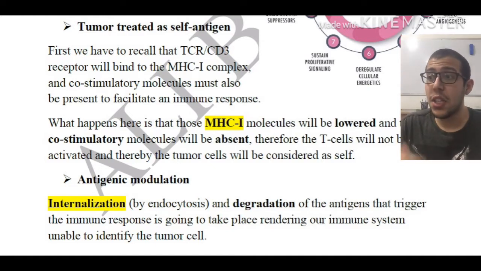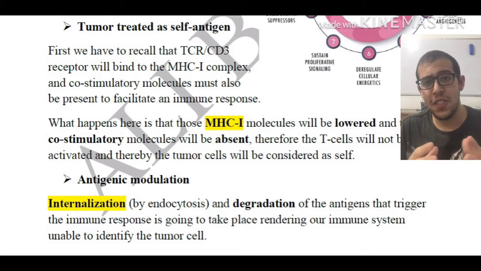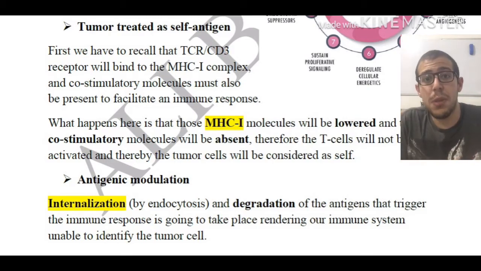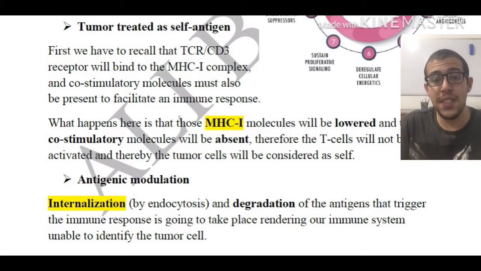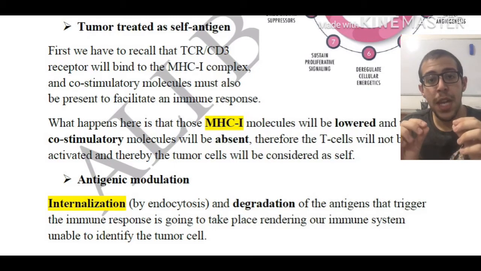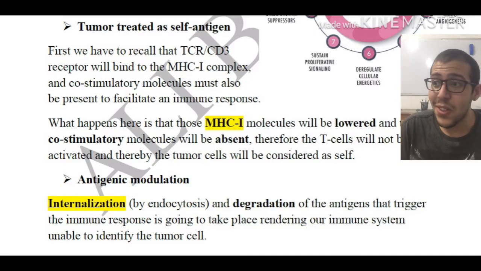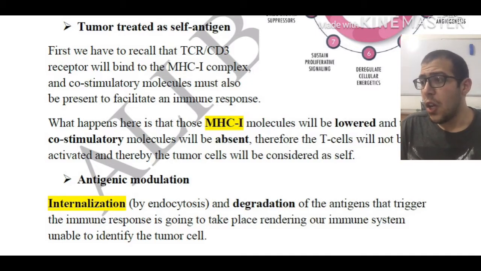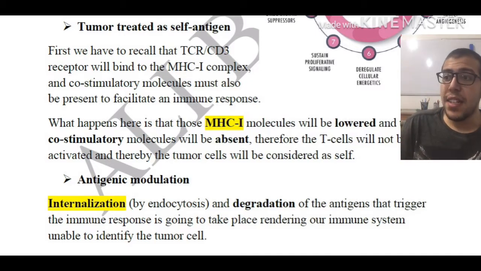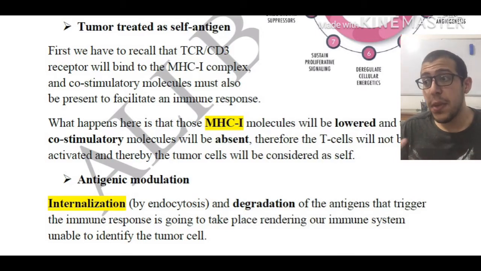Also, we mentioned here that the co-stimulatory molecules are absent. There's no way that we're going to have an immune response unless we have these co-stimulatory molecules. So these are two major ways of blocking the immune system from inducing an immune response against these cells. Also, the T cells are not activated, and thereby the tumor cells can be considered as self. So we just mentioned that.